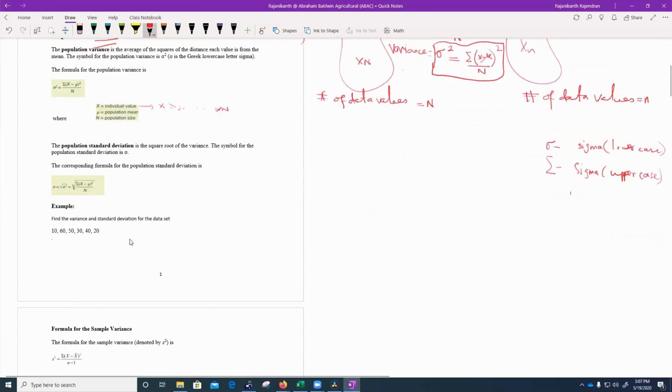Now, how do you find the population standard deviation? The standard deviation is nothing but the standard deviation. I will use hereafter standard dev for standard deviation.